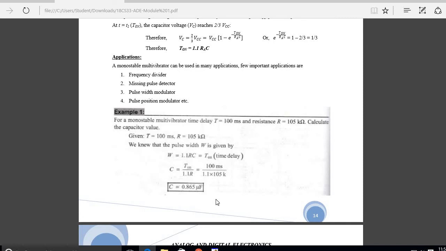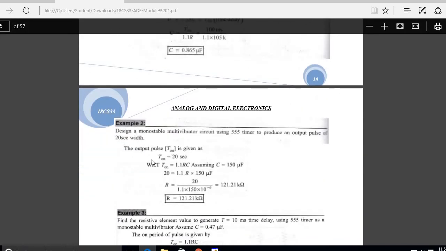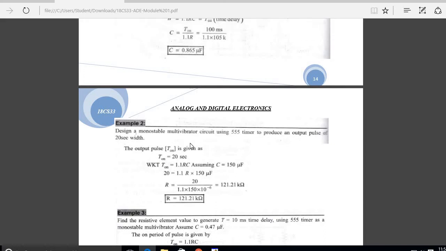So what he is giving is the T on value, meaning the time delay, as well as the resistor, and is only asking for the value of the capacitor. You just have to remember this equation. Okay, simple problem. Now the second problem, see here. It asks to design a monostable multivibrator circuit using a 555 timer to produce an output pulse of 20 second width.